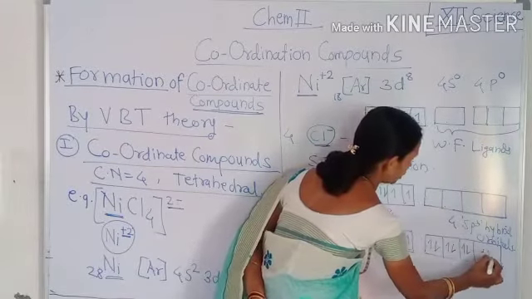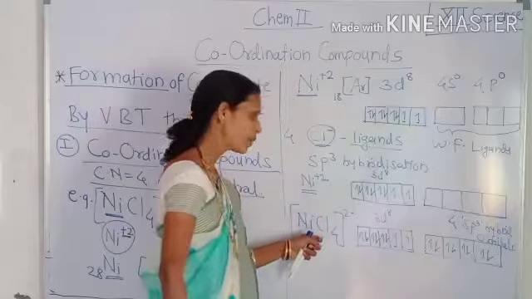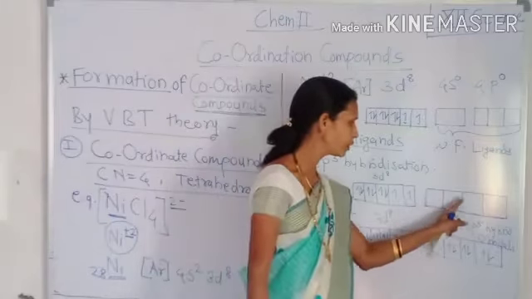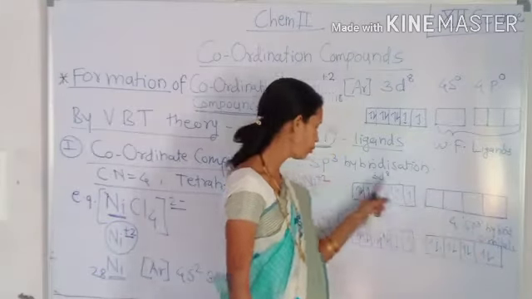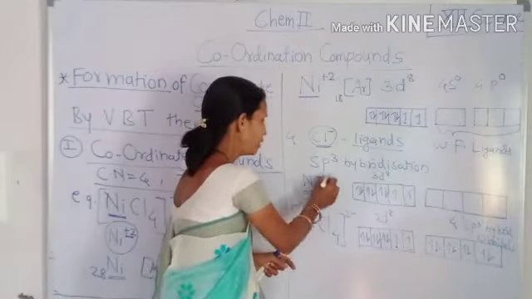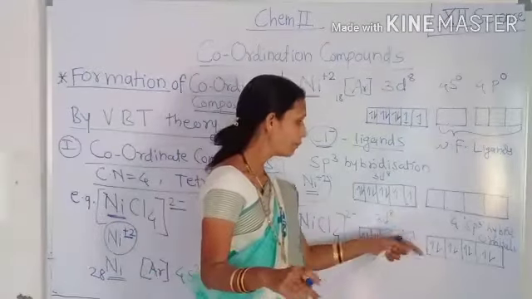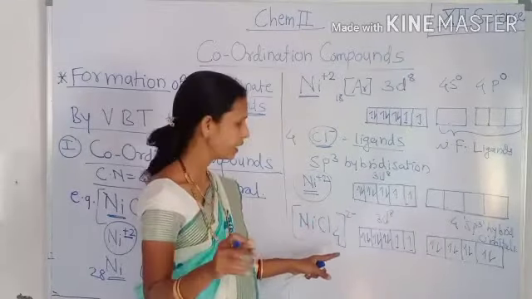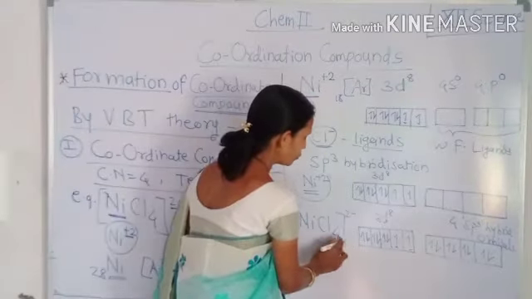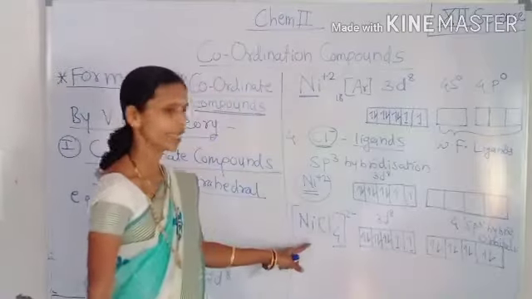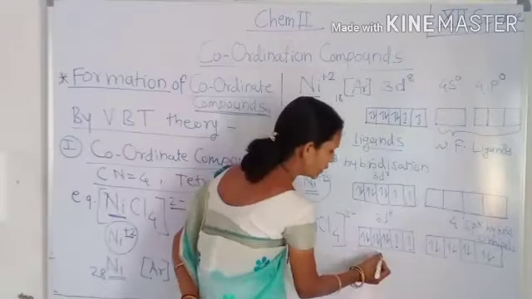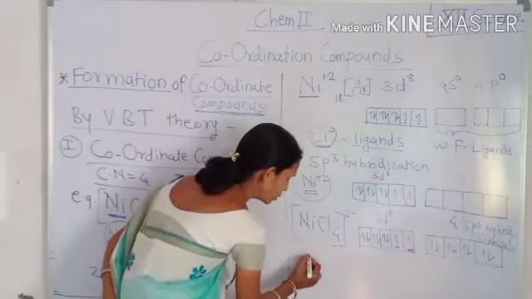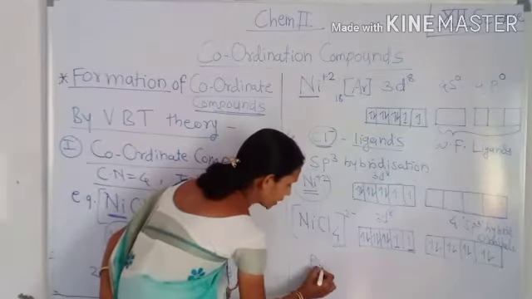of Ni2 plus. Complex formation takes place because of overlapping of the 4 sp3 hybrid orbitals of Ni2 plus and the 4 filled orbitals of the 4 Cl minus or chloro ligands, and therefore the coordinate compound is formed, which has 2 unpaired electrons. Therefore this compound is paramagnetic in nature.